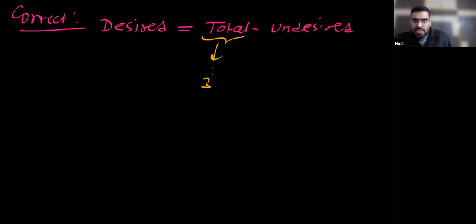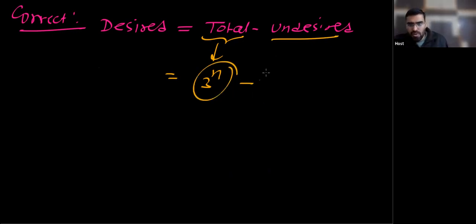So what is the correct answer? Again, desired cases equal total cases minus undesired cases. What are the total cases that we have already seen? Total cases are 3 power n. Undesired cases means from these 3 power n cases, remove when either A or B is empty. Yes or no? Remove when either A or B is empty.